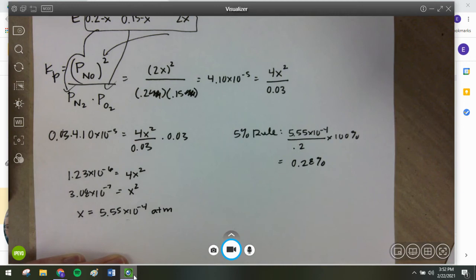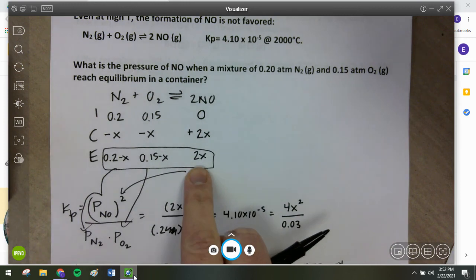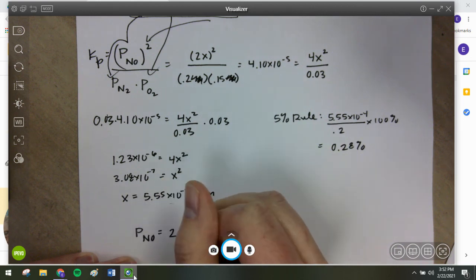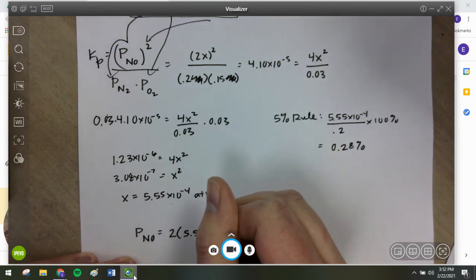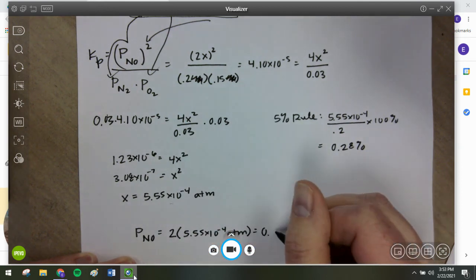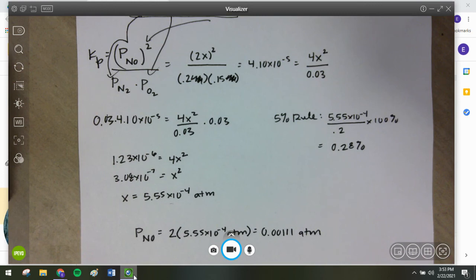Okay. So we didn't even answer the question yet, because the question was, what is the pressure of NO in the container? Okay. So NO's pressure in the container here is going to be 2 times our x value. So our pressure of NO is equal to 2 times that 5.55 times 10 to the negative 4th atmospheres. So the pressure is going to be 0.00111 atm. If you think about it, because our K value is incredibly small, we have this teeny tiny K value, it makes sense that we are not going to have a high pressure of our product.